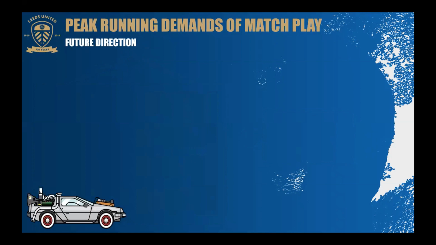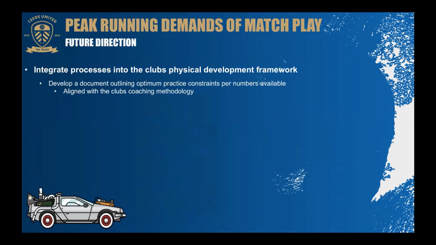So, future direction. Our first step, and we're working with Adam Kerr now, who's coming in as our performance manager and doing a great job, is to integrate this process into the club's physical development framework. We want to develop a document outlining the optimum practice constraints per numbers available for the coach, and align that to the club's coaching methodology, something that can run through the club's DNA, so that the under 15s, 16s can all work along the same framework.